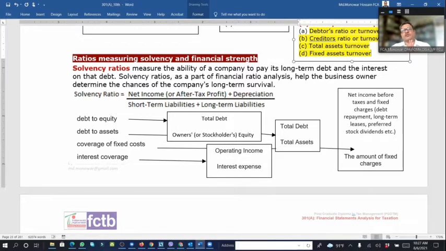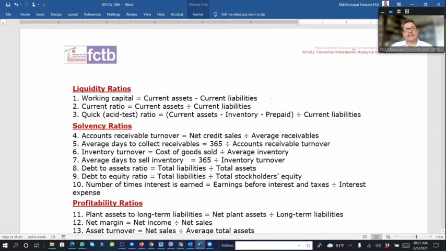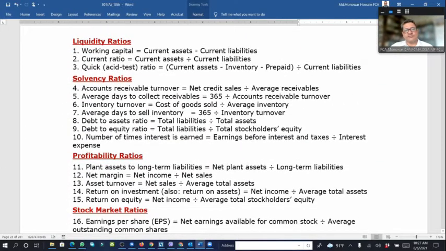And the debt equity ratio we are calculating as total debt divided by owner's equity. And also we calculate debt to asset, total debt divided by total asset. We can calculate coverage of fixed cost. It means net income before tax divided by the amount of fixed charge, and interest coverage is operating income divided by interest expense. So this is the basic formula of different types of ratio.